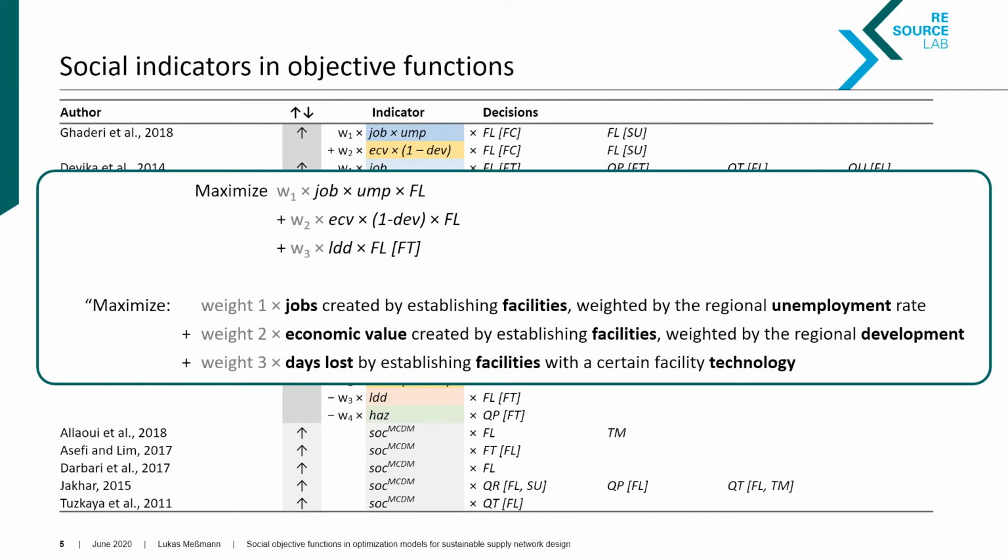We have in the first row the number of jobs that is created by the decision variable on a facility location times the regional unemployment rate, and then the whole term is given a weight. The second term is the economic value that is created by setting up a facility times the regional development level. And this term is also given a weight. And the third term is the number of days that is lost by establishing facility locations with a certain facility technology.